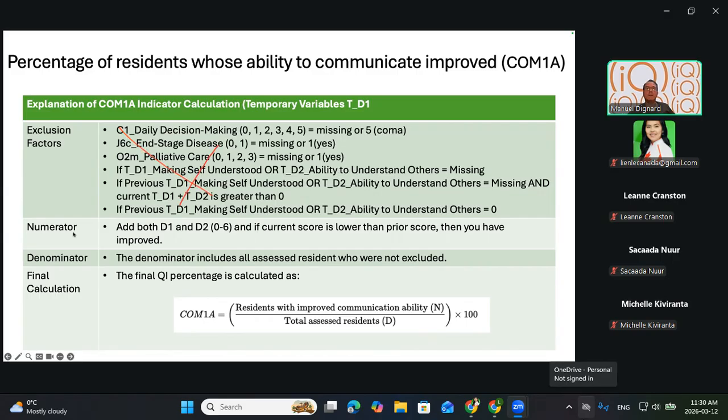If you're not excluded, you are part of the calculation. We add both of these together. So 0 to 6, because we changed that 0 to 4 to 0 to 3, right? So again, same thing. If your current score is lower than the prior, you have improved.